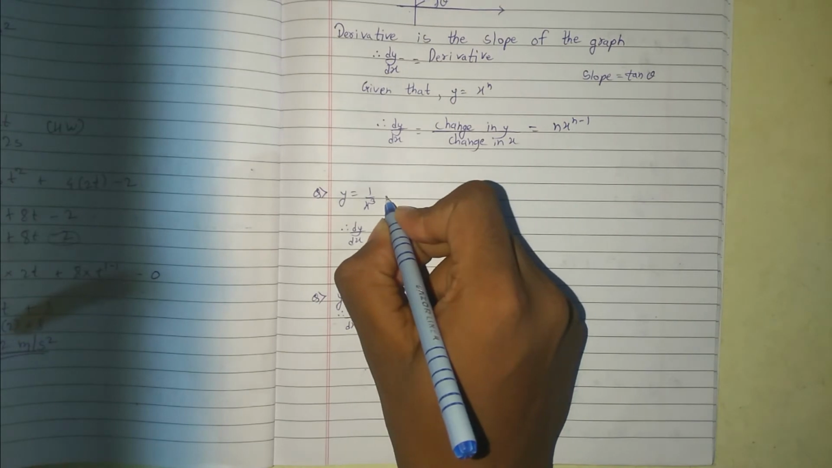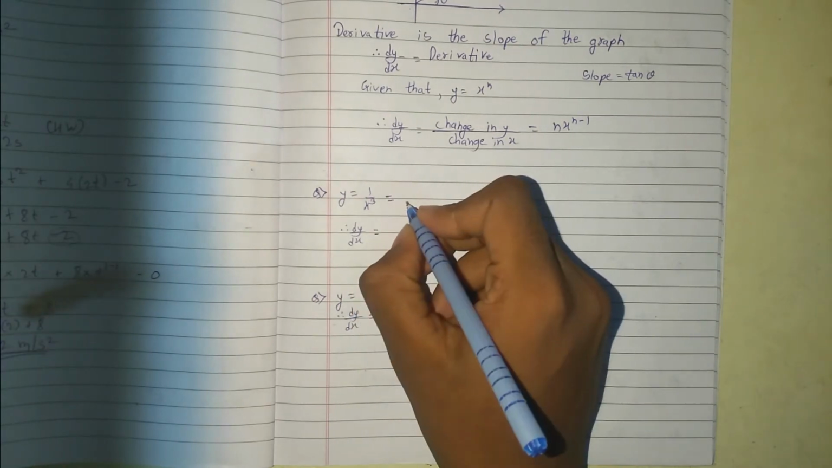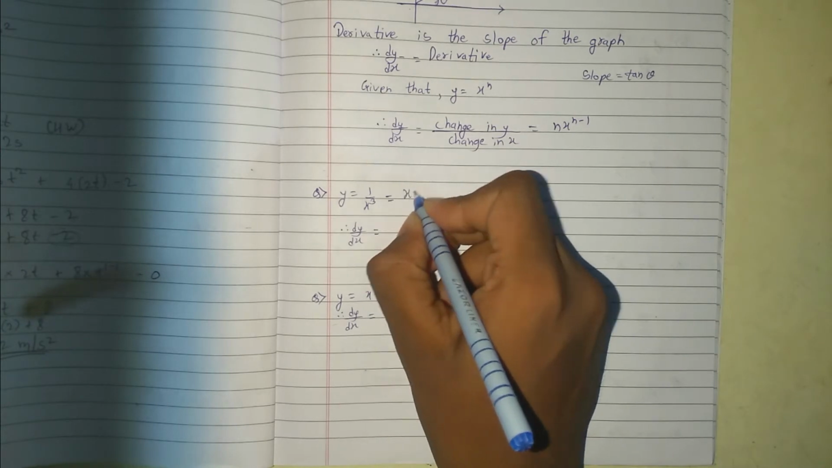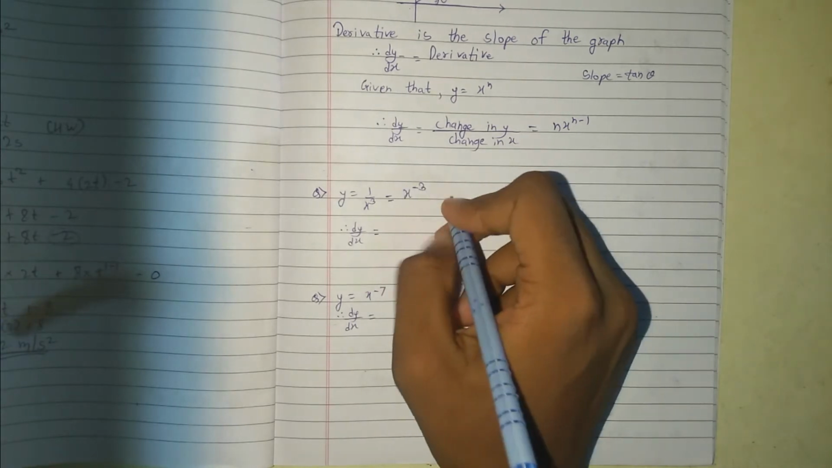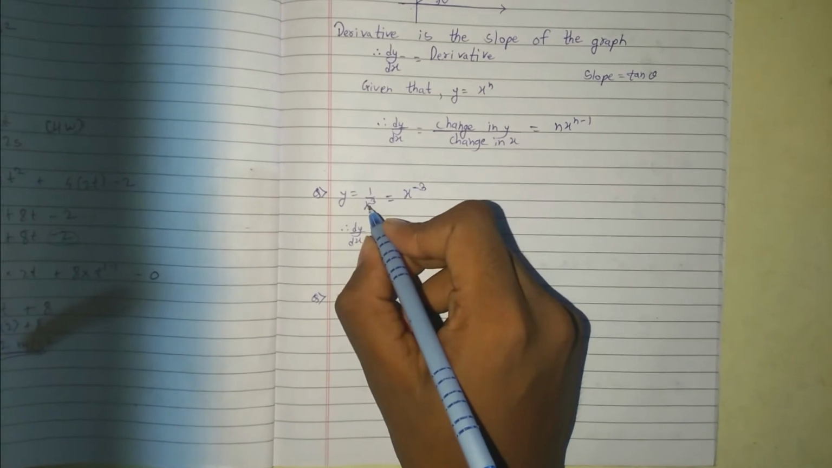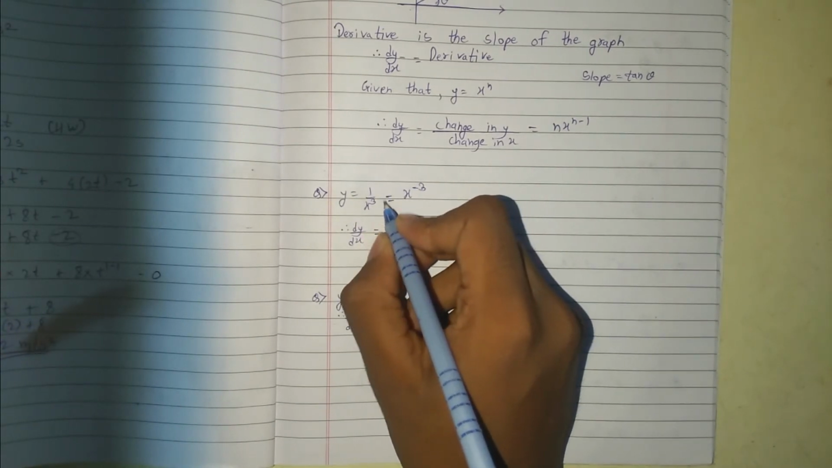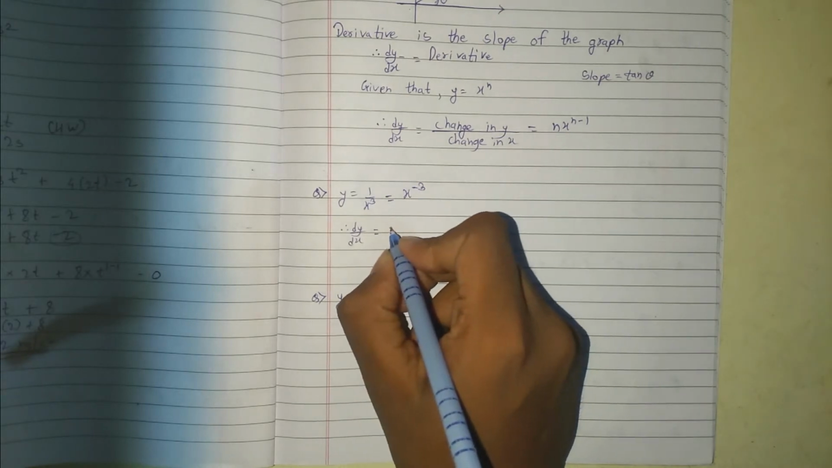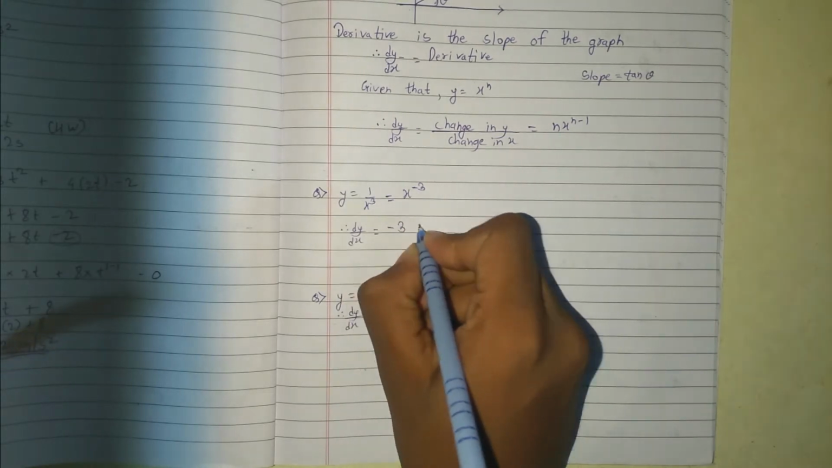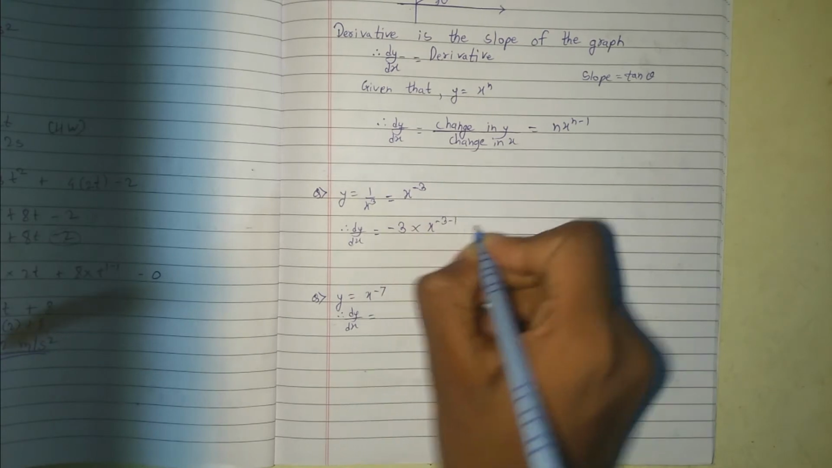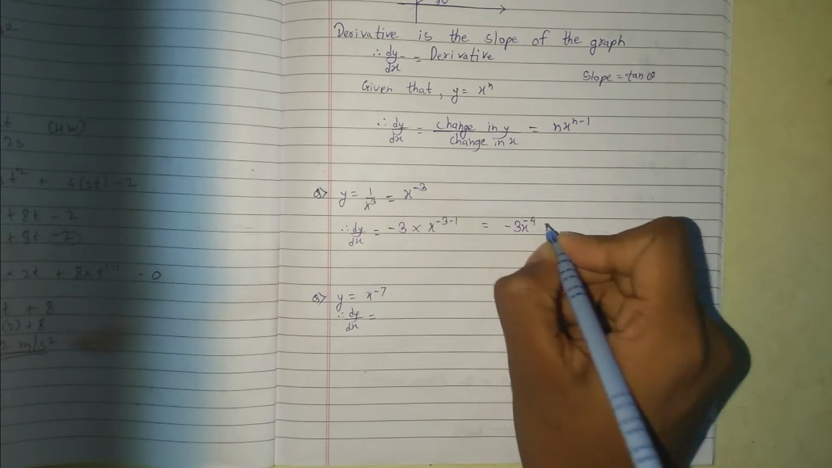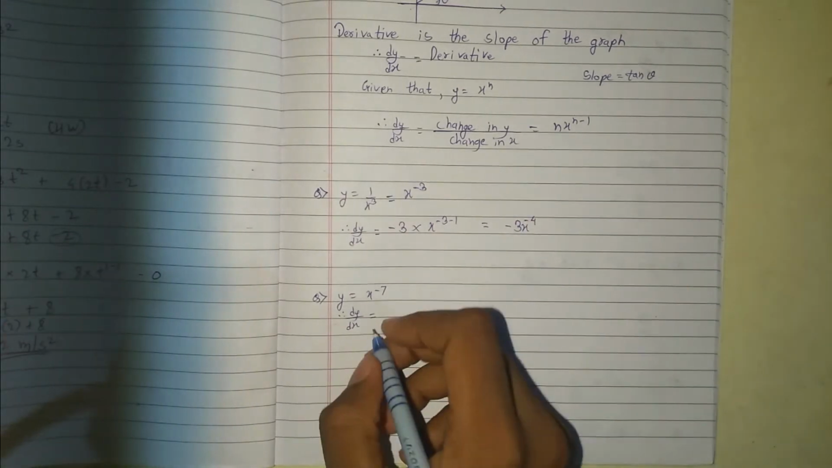Given that y is equal to 1 upon x raised to 3. And we know that whenever x raised to 3 is in the denominator and comes up to the numerator, it becomes x raised to minus 3. Its power becomes minus. Now take the derivative of this: minus 3 into x raised to minus 3 minus 1, which is equal to minus 3 x raised to minus 4. This is how we found the derivative.